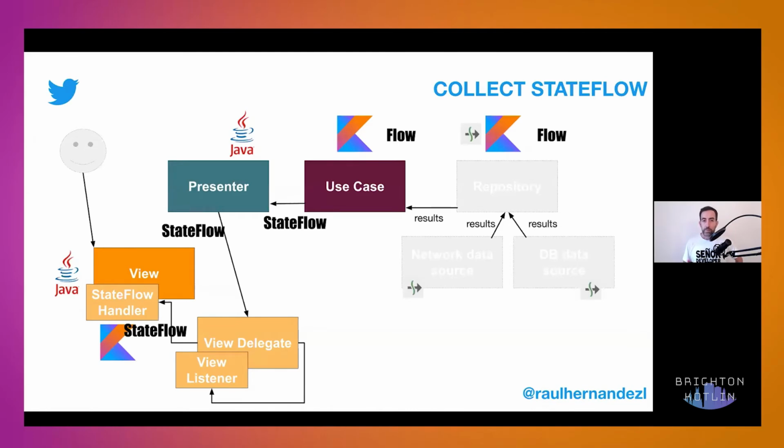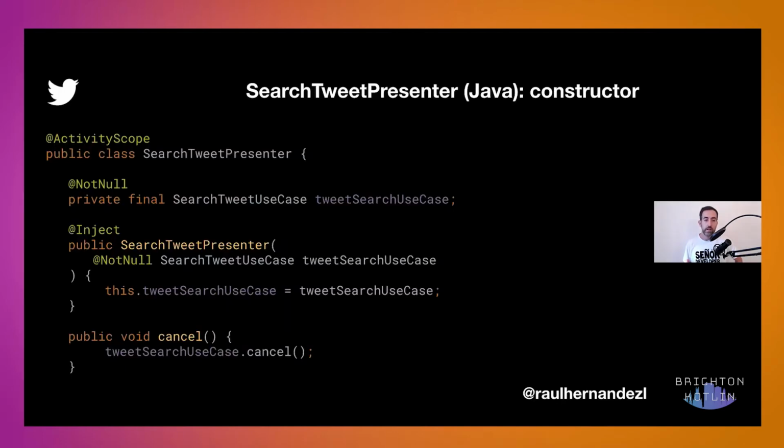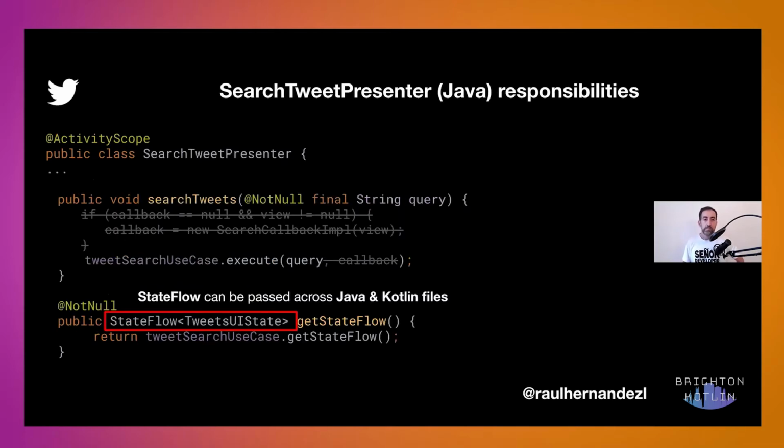Here we are. So we have this all the way down from the use case to the presenter to the view delegate to the state flow handler, and now we need to collect it. To connect those different entities, basically the presenter contains the use case, and the presenter also executes the use case. So I don't need the callback anymore. We can get rid of this code that is already deprecated. And as you can see here, this is a Java file. So I am exposing this state flow to the next entity. I mentioned this function, get state flow.